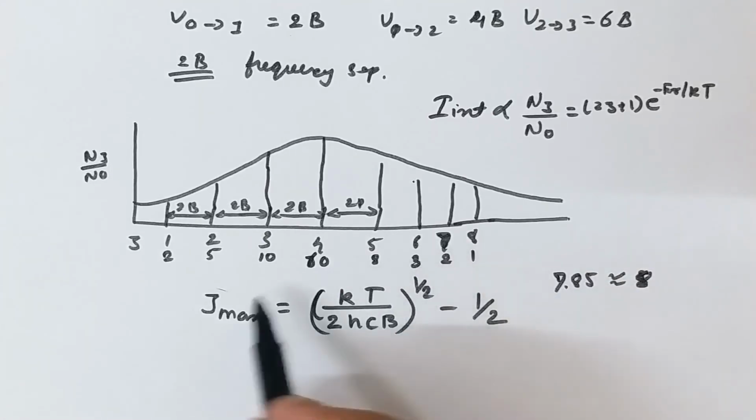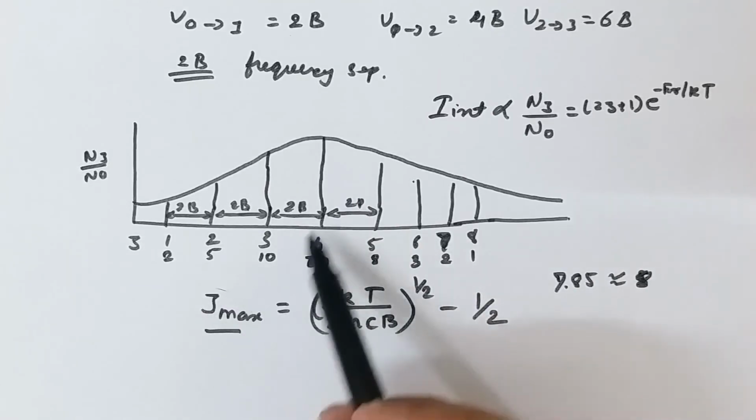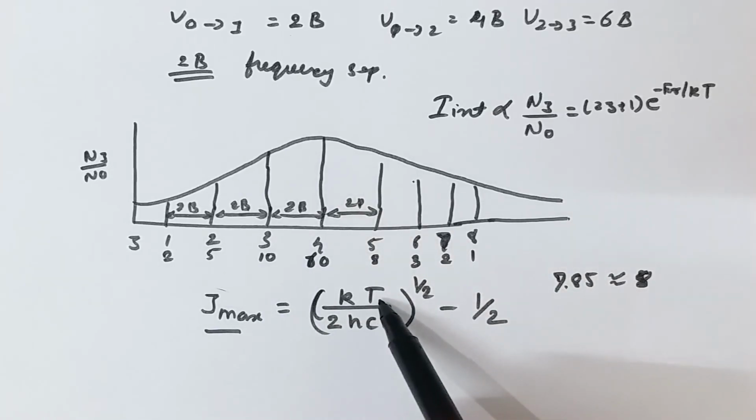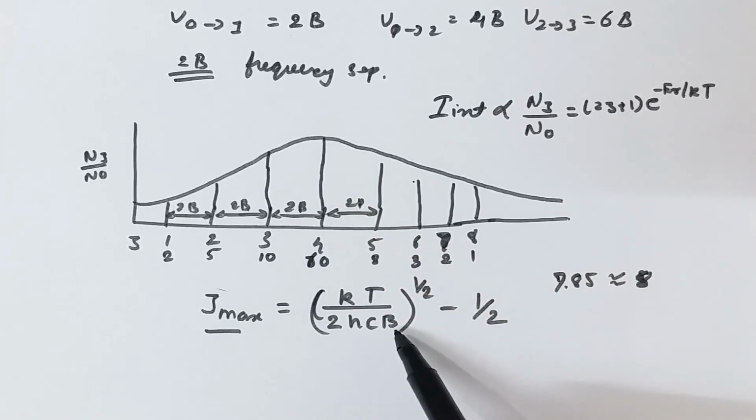Okay, so in this way we can calculate J max, that is, at what particular value of J the maximum is obtained. Over here k is the Boltzmann constant, T is the temperature of the system, h is Planck's constant, c is the velocity of light, and B is the rotational constant. So with the help of this representation we can easily calculate the value of J max.